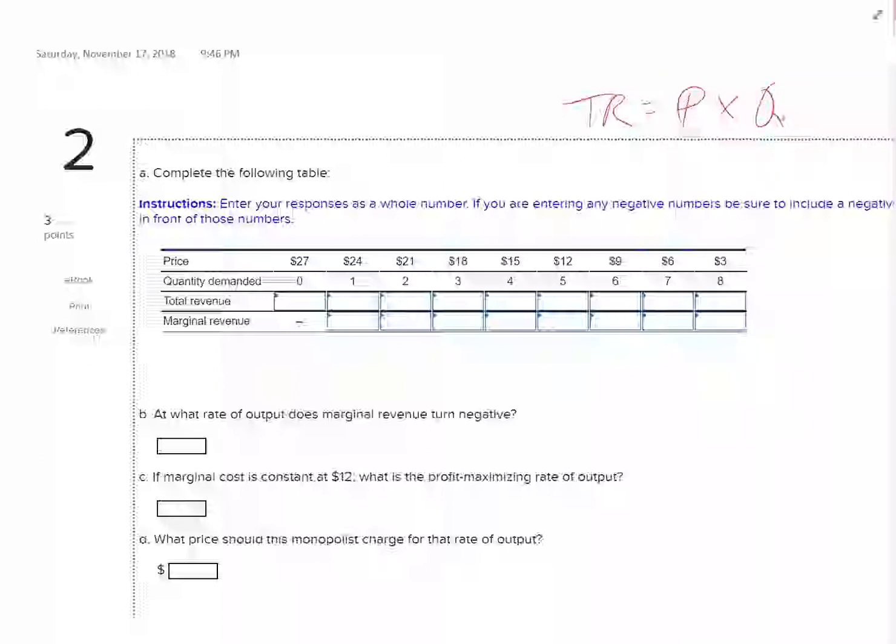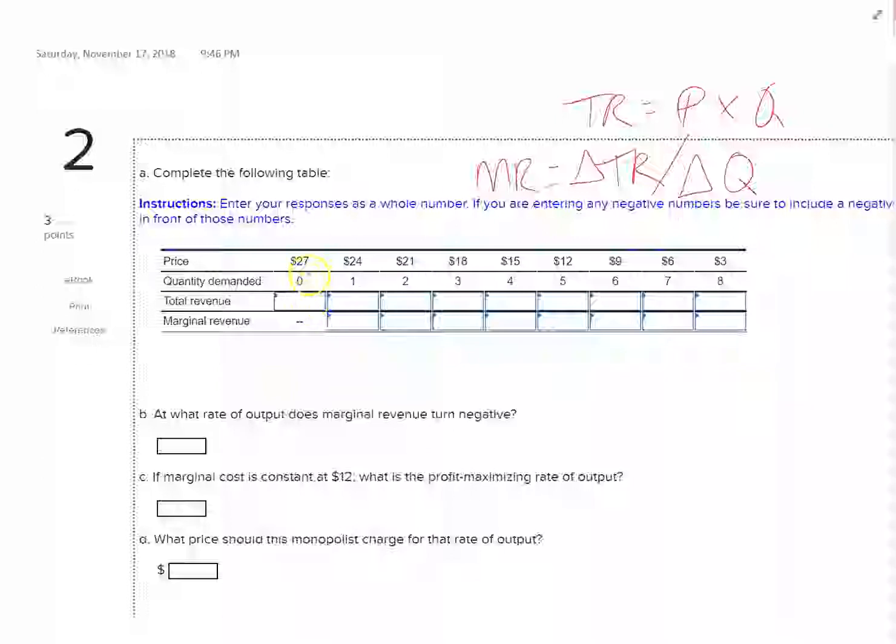It just means how many we're selling at what price. Marginal revenue is the change in total revenue divided by the change in quantity. And in this case, the quantity only changes by 1 each time. So that's going to be nice and easy to work with.